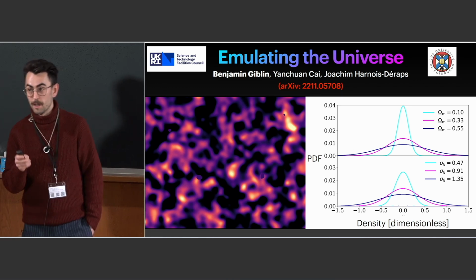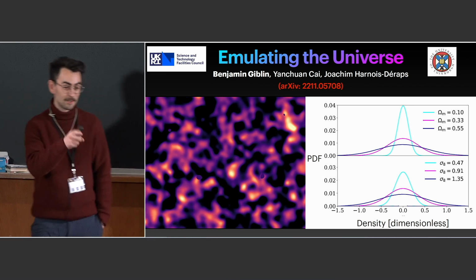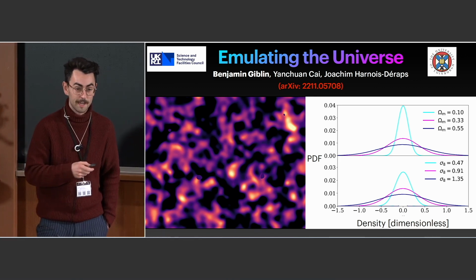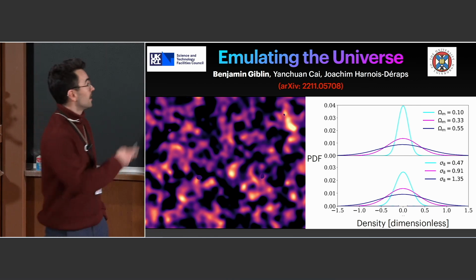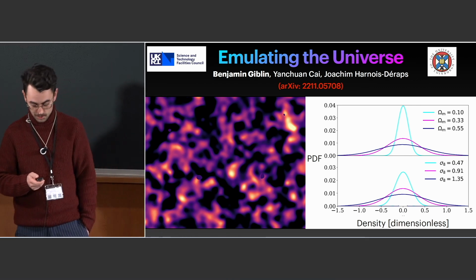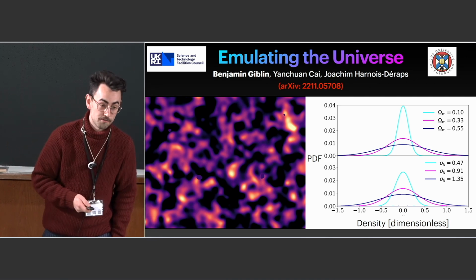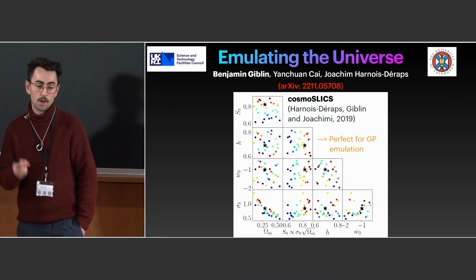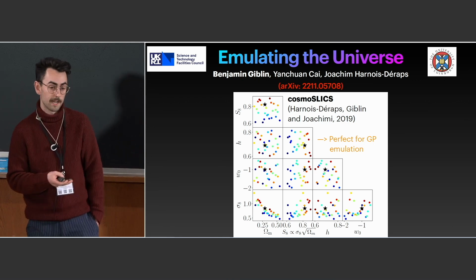This is the point where those who are paying attention will say, wait a minute, you said this density was non-Gaussian and these PDFs look pretty Gaussian to me. And that's right, because these were measured from simple Gaussian simulations. To constrain the cosmology of the real universe, we need something more sophisticated, and we use the CosmoSLICS N-body simulations.